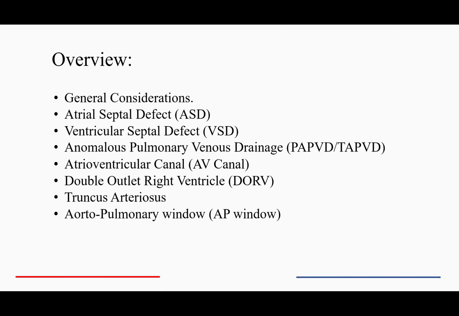Left to right shunt lesions, generally, the following pathologies can be considered left to right shunt lesions: atrial septal defect, ventricular septal defect, anomalous pulmonary venous drainage, whether partial or total, atrioventricular canal, AV canal, DORV, double outlet right ventricle, truncus arteriosus, and AP window. These we will discuss in this lecture. General considerations for left to right shunt lesions.